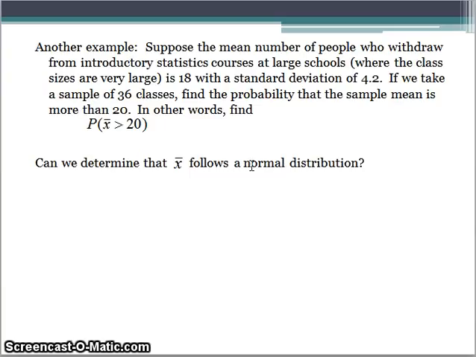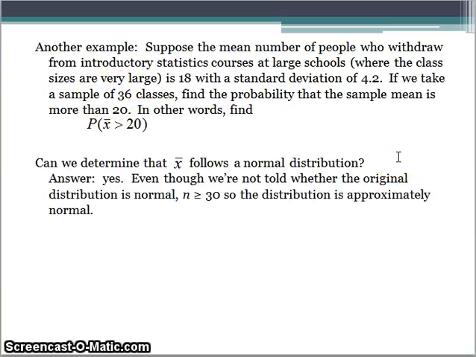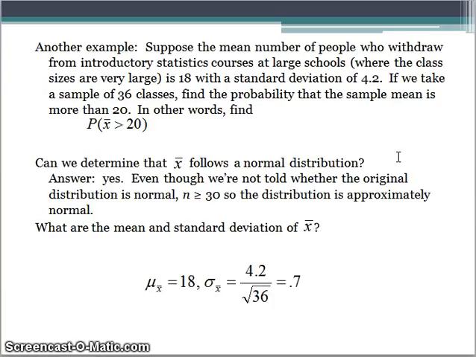So the first question we have to ask is, does X bar follow a normal distribution? Well, in this problem, we have not been told that the original distribution is normal. That means we have to look at the sample size. As long as the sample size is greater than 30, and it is, because we have a sample of 36, then we can still use the normal distribution. So now we need to find the mean and standard deviation of X bar. We know that mu sub X bar is the same as mu for the original population, which they told us was 18. And sigma sub X bar is the standard deviation of the original population, 4.2, over the square root of 36, because that's the sample size, and we get 0.7.